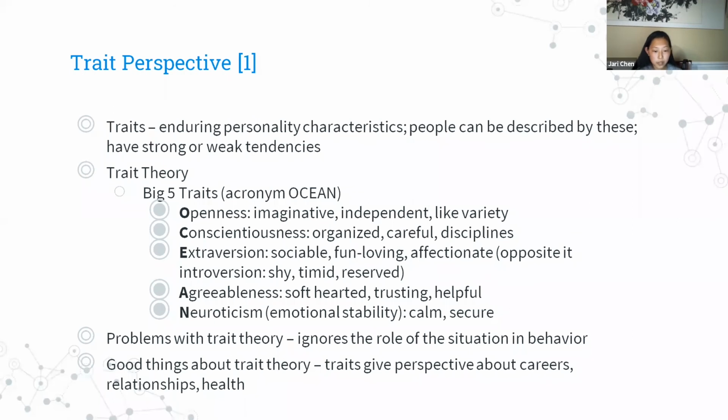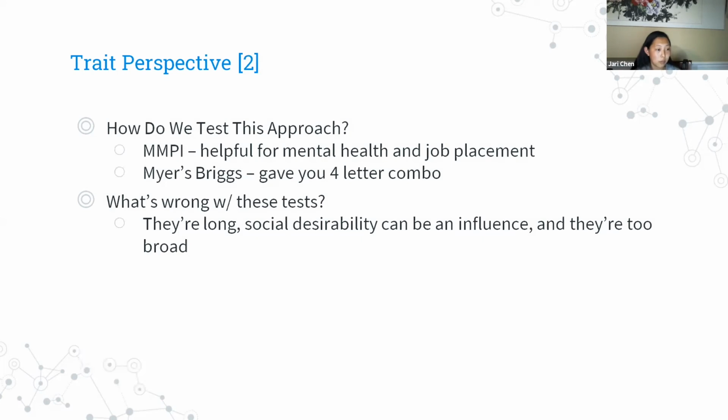Then there's the trait perspective. This is stuff like personality traits, stuff you do when you take any personality test like the MBTI or the MMPI, my bad. And then the Myers-Briggs, very big tests. Myers-Briggs is the one that gives you something like INFJ or ENTP. Those are really big tests now, but they're not entirely accurate because they're too broad.